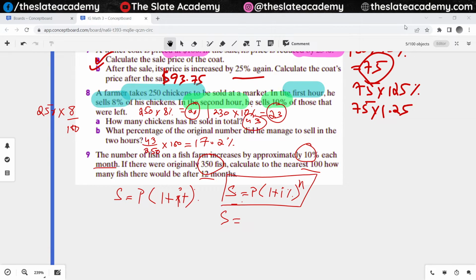So the final number would be initial number 350, and then 1 plus 10% would be 0.1 in decimal raised to the power 12. So if you put this in your calculator, 350 into 1.1 bracket close raised to the power 12. Anybody who can tell me what's the answer that you're getting? Ms. Noor, did you understand this thing? How we calculated the growth?